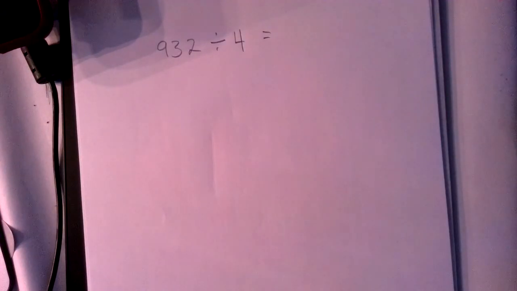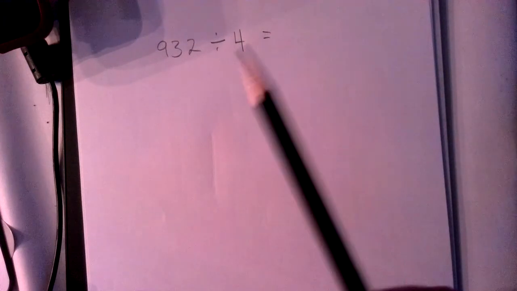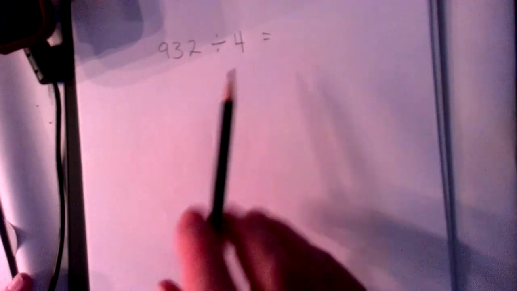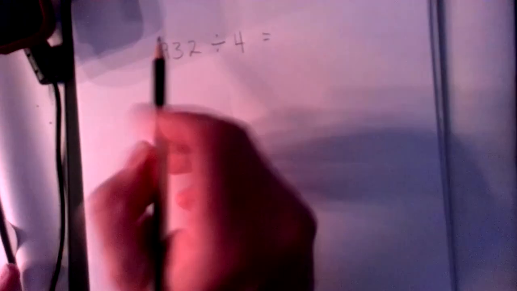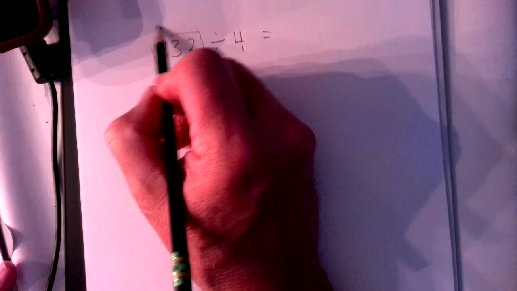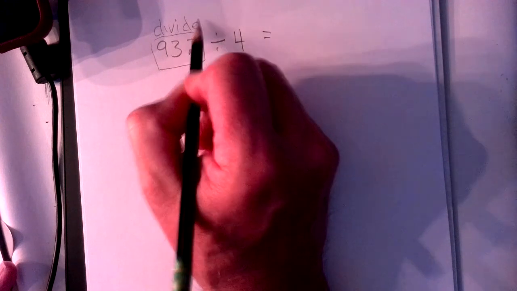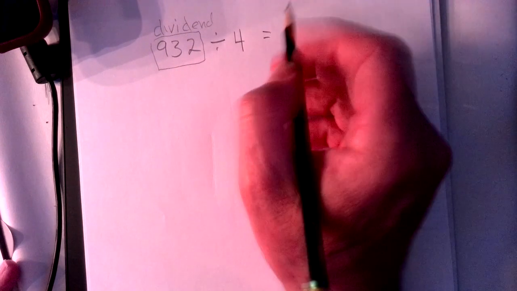Okay, now I've written out a different division problem here. This is 932 divided by 4. The number is not such a friendly number anymore, but let's wait and see how well this works out for us. So we have 932. Remember, this is the dividend. I'm just going to write dividend right here. Dividend. And this is the divisor.